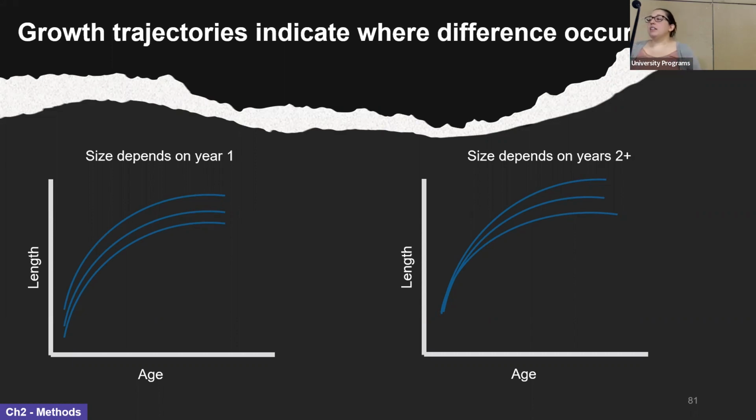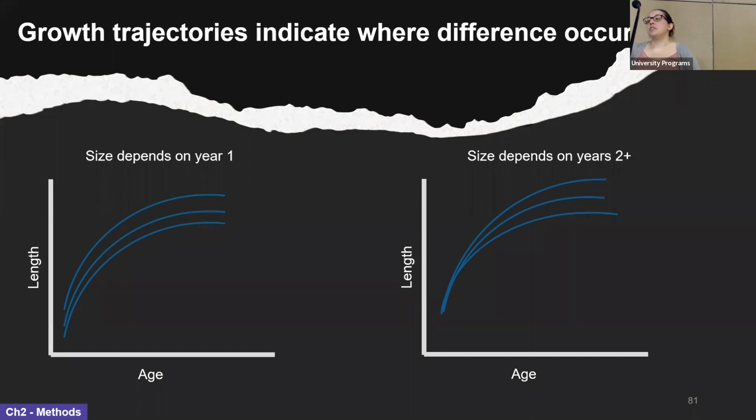So again, in the example plot on the left, the cohorts are growing at the same rate, but start out at different sizes as determined by early growth. And in the example plot on the right, the cohorts start out at the same size, but grow at different rates. Of course, a third possibility is that both different start sizes and different growth rates could occur.